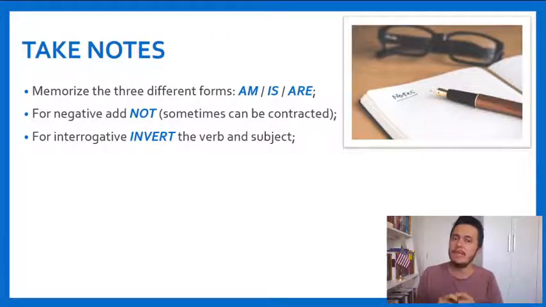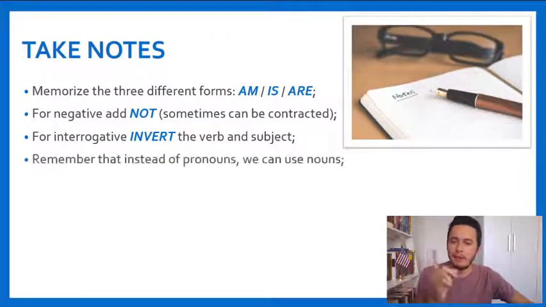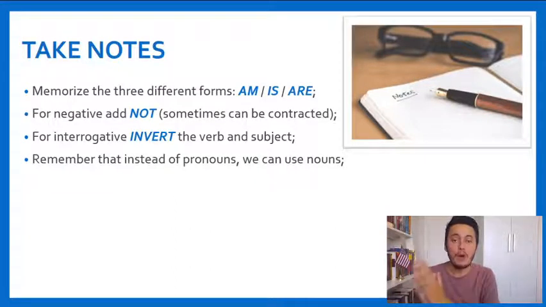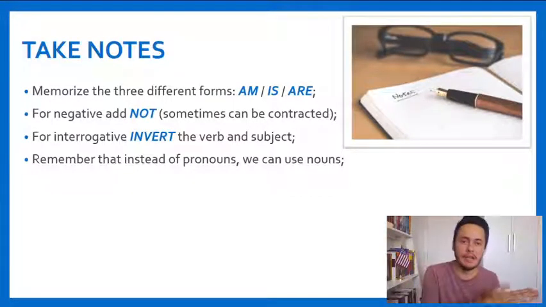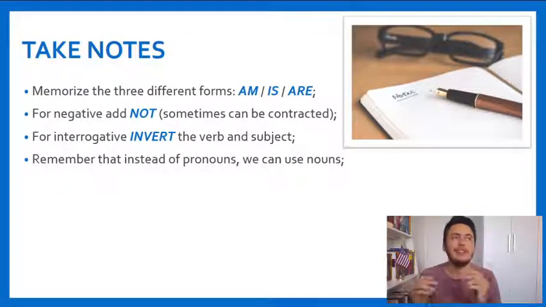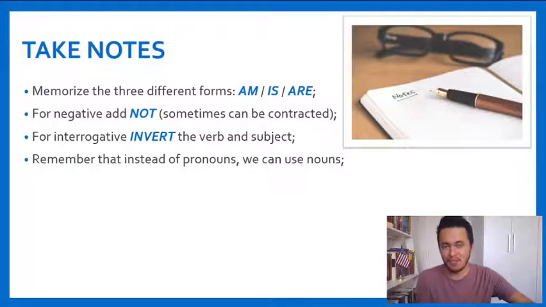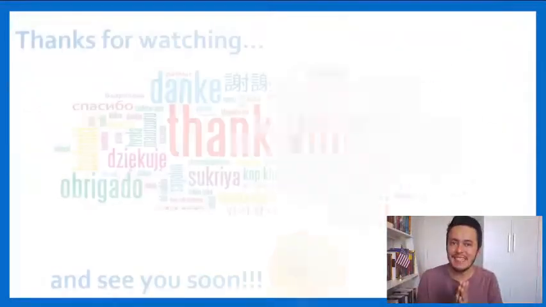Now remember that sometimes pronouns are not used and you use nouns instead. Like for example, she is my teacher, or she is American, or my teacher is American. You see, I'm talking about the same person here, but I can refer to her using she or using my teacher.